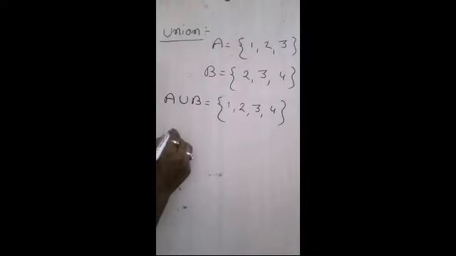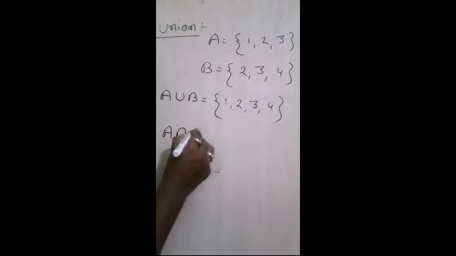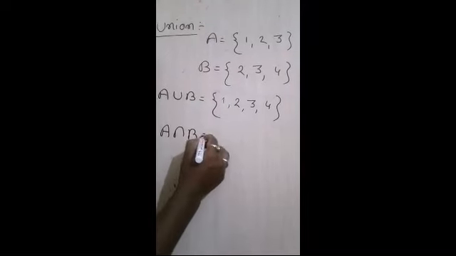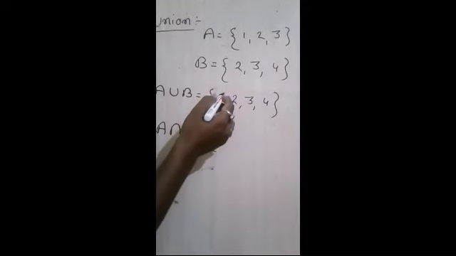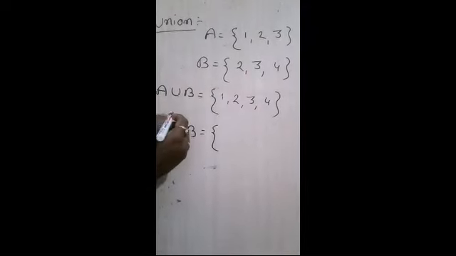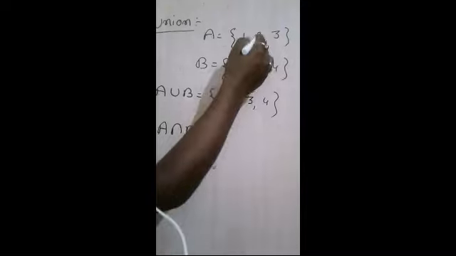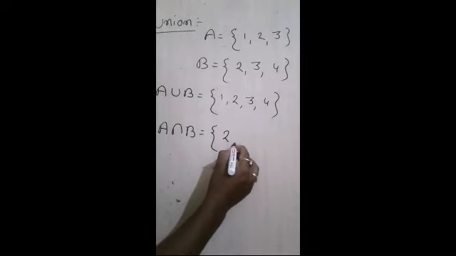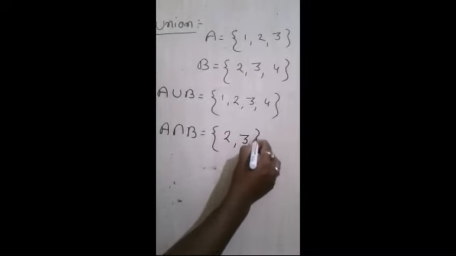Then we have to calculate the intersection. That is the reverse, like this. It is like a cap, intersection. In intersection, what do you have to do? You have to write only those elements which are present in both the sets. So here which elements are present? 2 and 3. So the intersection is 2, 3, which is present in both sets.